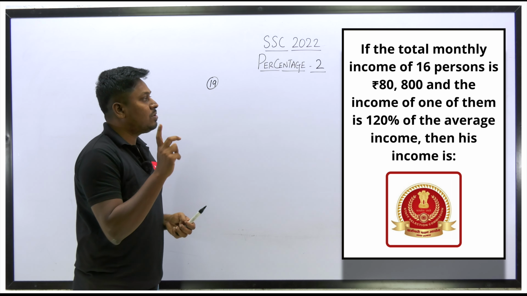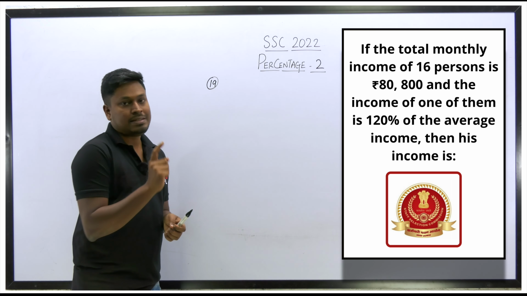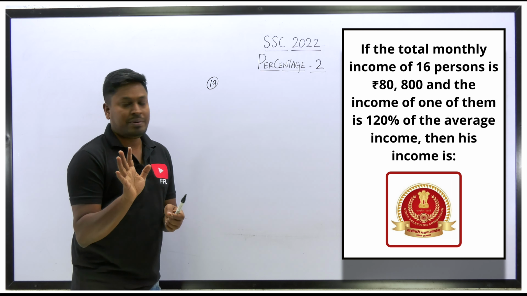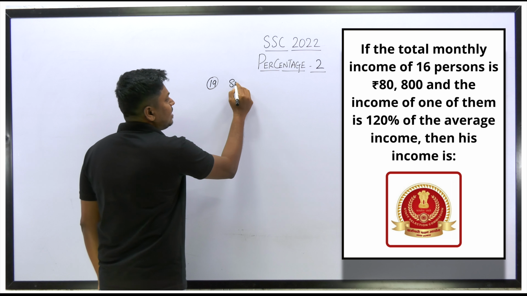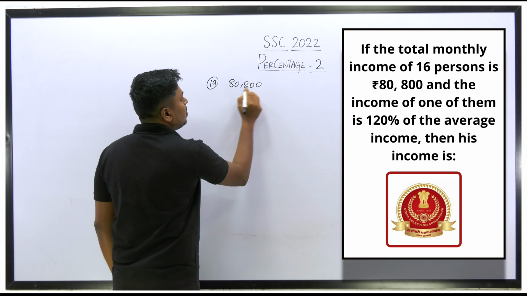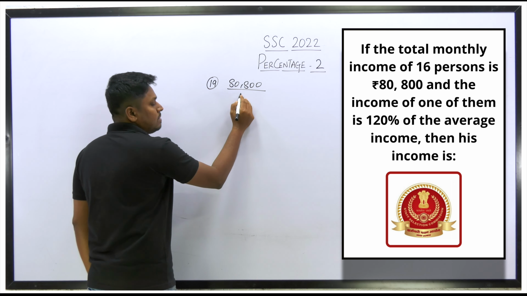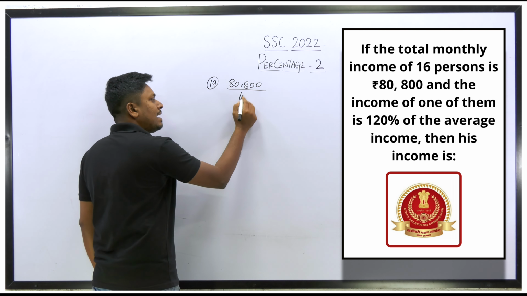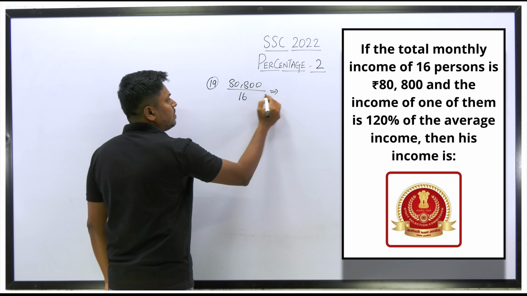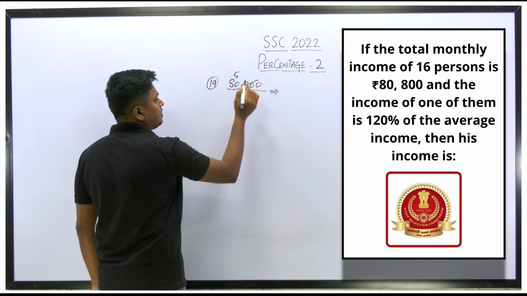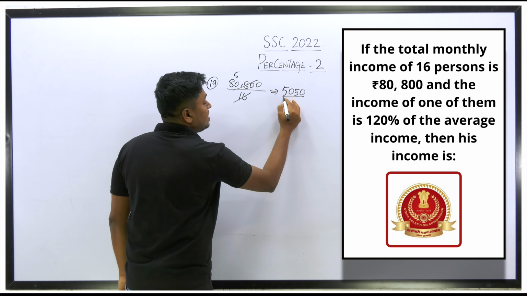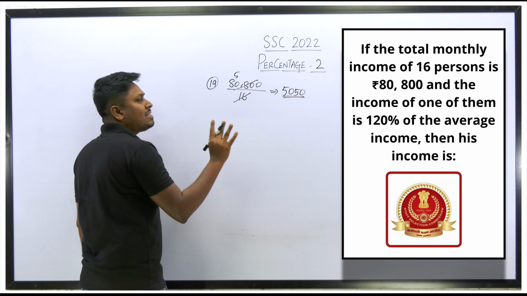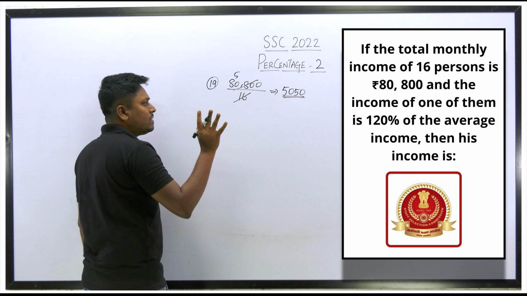First we know the total salary of 16 people. So first what we can do is find the average salary of one person, because 80,800 is the total salary for 16 people. If you divide this salary by 16, we get 5050. So 5050 is the average income, the salary of one person.